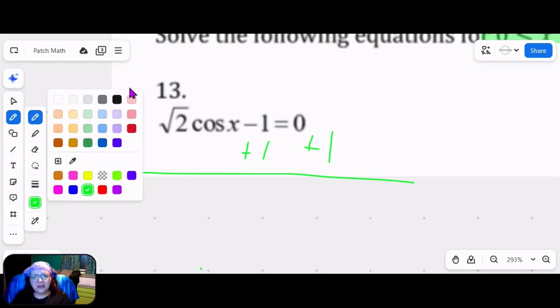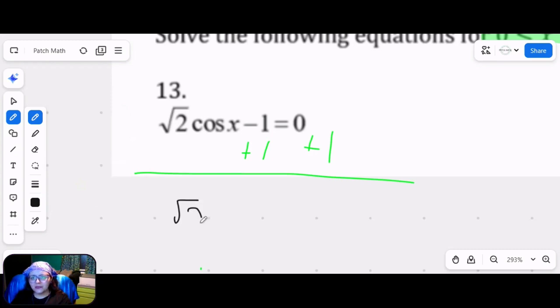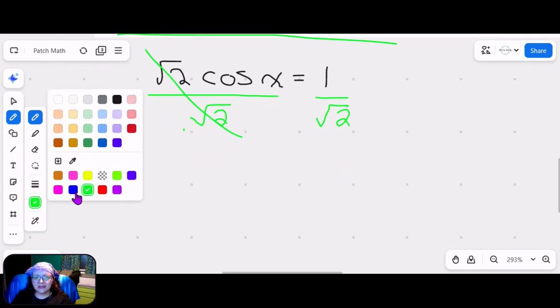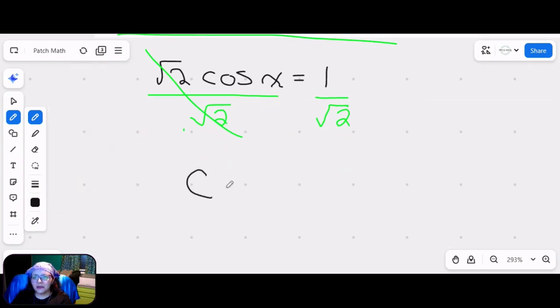That leaves us with square root of 2 times cosine of x. This is the angle of x here that is important. Equals 1. We're going to keep on keeping on. That square root of 2 is attached by multiplication. The opposite of multiplication is division, so we are going to divide on both sides of the equal sign. That cancels, and that leaves us with cosine of x equals 1 over square root of 2.